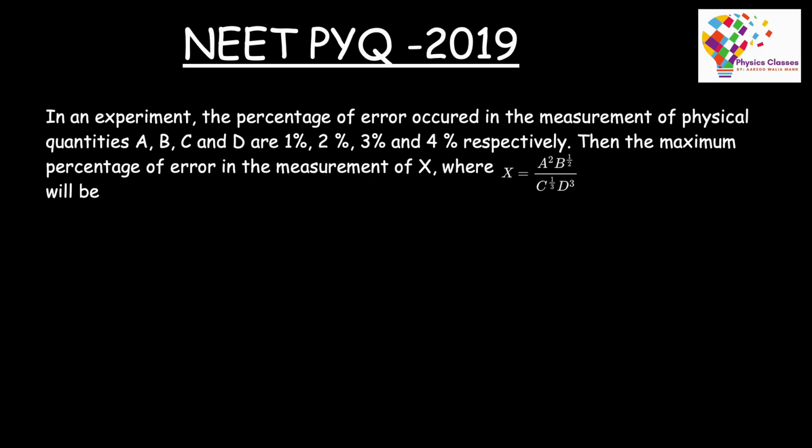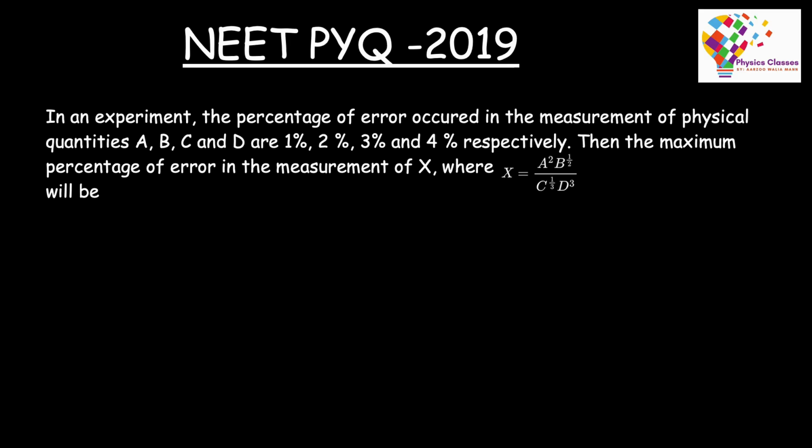Since we have understood all the rules that apply to errors, let us start working on the PYQs. So I have a NEET PYQ which was there in 2019. It says that in an experiment, the percentage of error occurred in the measurement of physical quantities A, B, C and D are 1%, 2%, 3% and 4% respectively. Then the maximum percentage of error in the measurement of X will be.